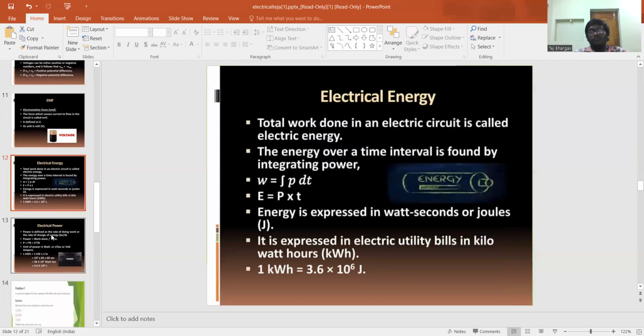Next, electrical energy. The total work done in an electrical circuit is called electrical energy. The energy over a time interval is found by integrating power, like work is equal to integral of P dt. Energy is equal to P into T. Energy is expressed in watt seconds or joules. In electrical utility bills it is expressed in kilowatt hour, kWh. 1 kilowatt hour is equal to 3.6 into 10 power 6 joules.